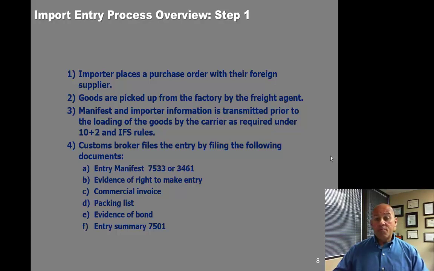Step one, an importer places a purchase order with their foreign supplier. Then the goods are picked up at the factory. At the point the goods are picked up at the factory, along with that process, there's a pre-advice that has to happen to notify customs that goods are being loaded destined for the U.S. Now, we used to call this 10+2. We now call it ISF, for importer security filing.